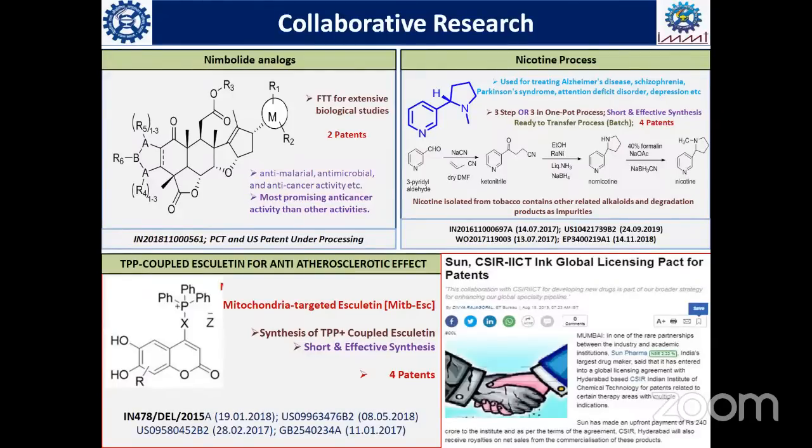We have not taken any external help from anyone, because I know how to conduct the research. I also know how to write the patent, how to search the patent, how to file the patent. It is through this process that we could convert our research works into patentable outcomes in an easy manner. So nimbolide is a natural product.